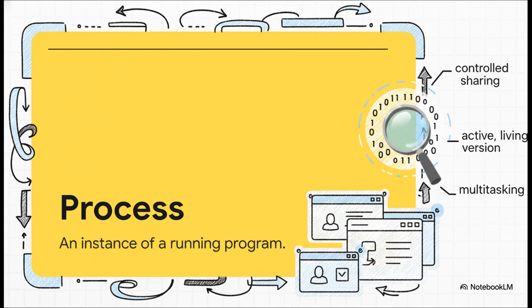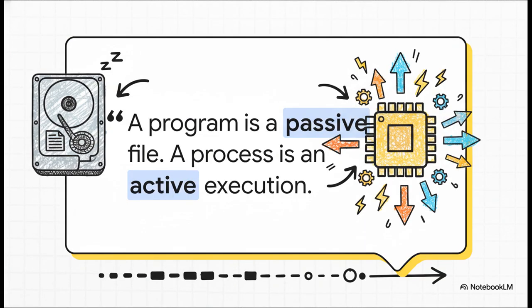And the hero of this story, the key idea that brings order to that chaos, is the process. Put simply, a process is just an instance of a running program. It's the active, living, breathing version of the software you just launched. And this difference, it's everything. A program is just a file sitting on your hard drive, totally passive. It's like a recipe on a piece of paper. But the moment the OS loads it into memory and tells the CPU to start working on it, bam, it becomes a process, an active thing with resources and a purpose.